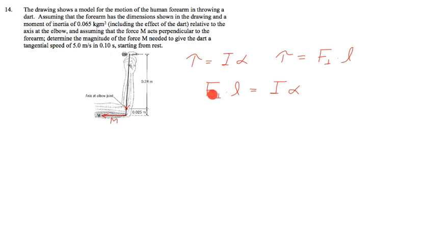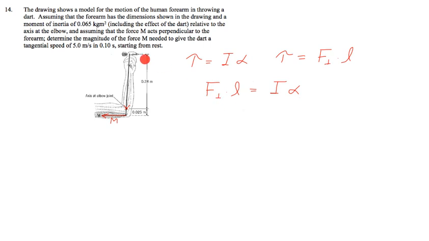So I know that, and I know that. I also know I, because if you read the problem, it says the forearm has a moment of inertia of 0.065 kilogram meters squared. So that's what I'm looking for. I know that, and I have enough information to get that. So all I need to do is solve that, and then I'll be able to get the muscle.